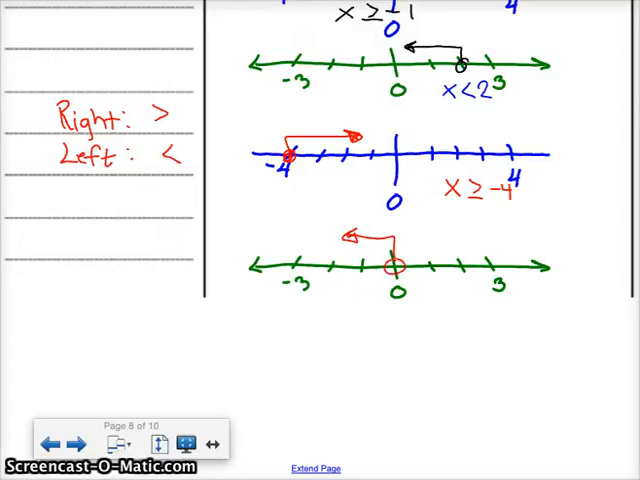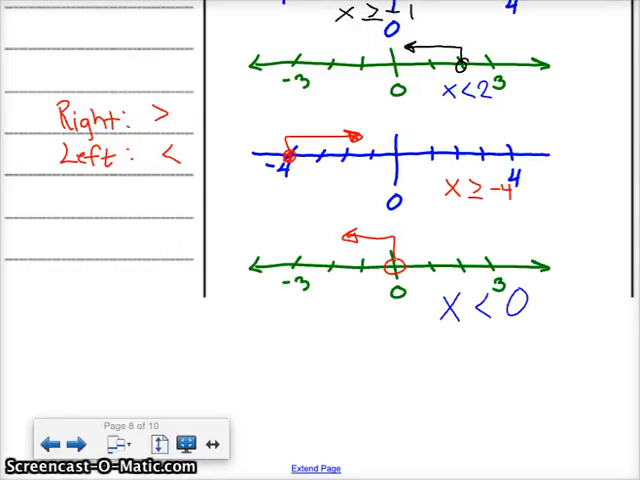Okay, there's another one. You're given this number line, or this inequality, and we need to write it. Always start with x. It's going to the left, so left means less. And then what number am I at? 0. Okay? So that's given a number line. You need to create the inequality.